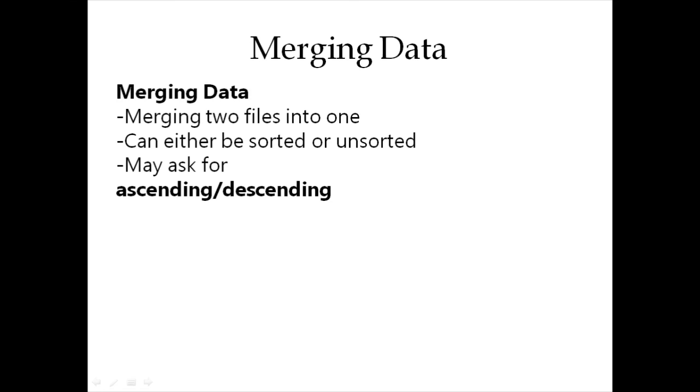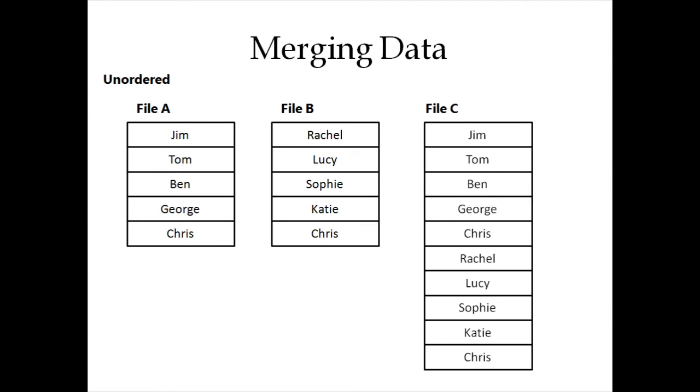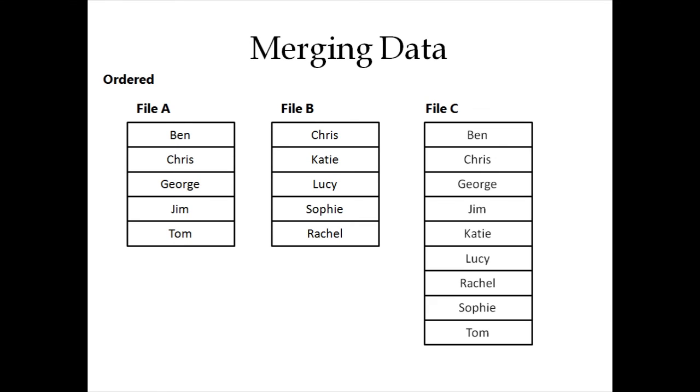Merging data. This deals with merging two files into one. You need an algorithm to keep ordered files sorted. Be careful and look for if it asks for ascending or descending. Merging two unordered files is easy. You just place one file after the other. When merging two ordered files, the resulting file has to be in order. Notice that Chris only appears once in file C. This is because duplicates are removed.